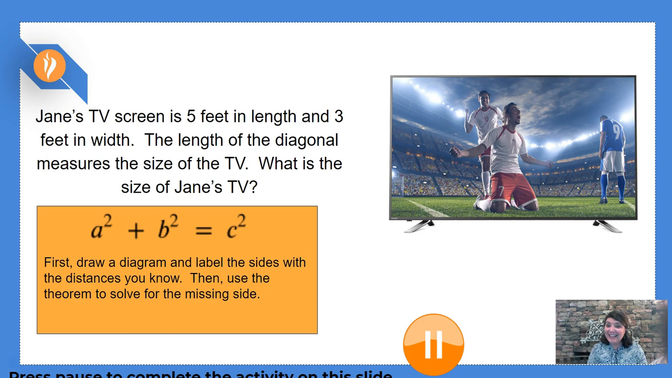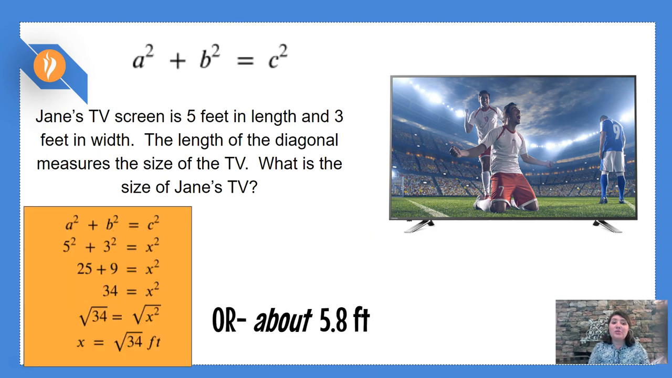All right, welcome back. Let's see how you did on Jane's TV screen. So Jane's TV, remember, is 5 feet by 3 feet. So when we plug this into our equation, we have 5 squared plus 3 squared. Now, some of you may have had 3 squared plus 5 squared. Is that okay? Of course it is, because remember, the legs are interchangeable. So no matter what, the 3 and the 5 are on a side together, and then we're finding the hypotenuse.